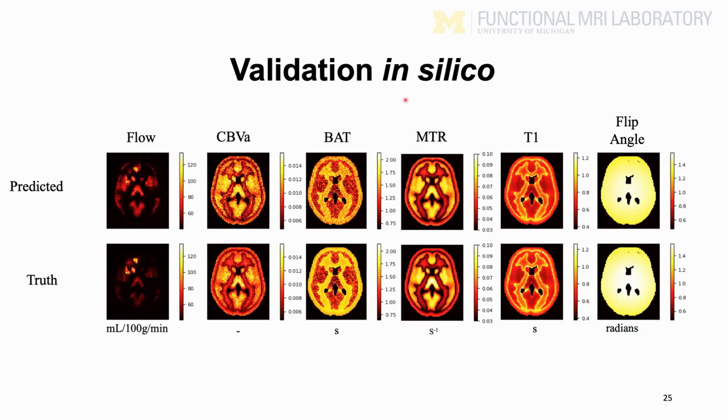Okay, so this worked pretty well, at least numerically, doing simulations. We made this numerical phantom based on a template image, and we assigned flow values and blood volume values, bolus arrival times, magnetization transfers, T1s, and flip angles. So we created these synthetic maps, and then using them, we generated signals, we added noise, and by putting them through a network, we were able to get back the original maps pretty well with some bias, but not too much.